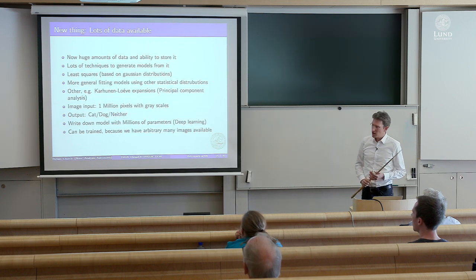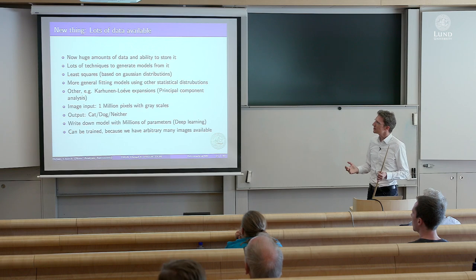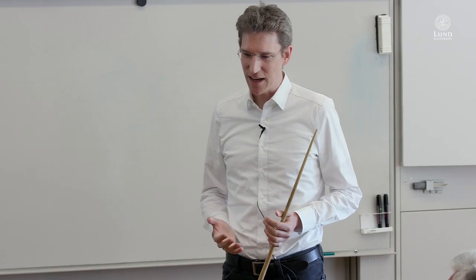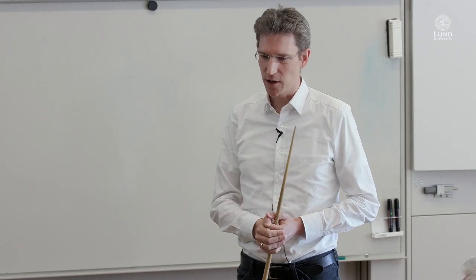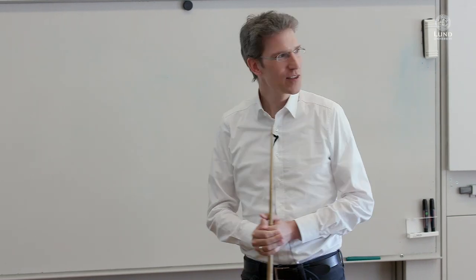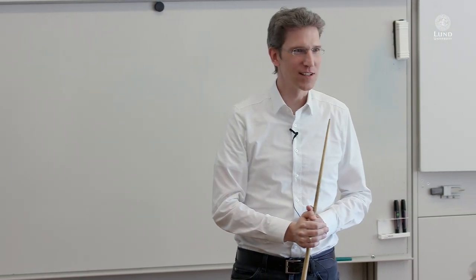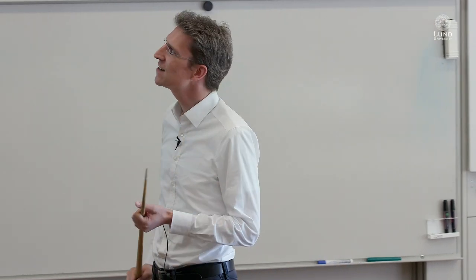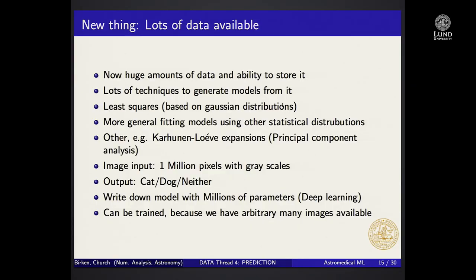Well, so now, what is the new thing? We have huge amounts of data available, and we can store it. And then I think you had this nice list, or who was it, of techniques to generate models from it. So here is my much smaller list. So least squares based on Gaussian distributions or other statistical distributions, such as the Student's t. And then you have principal component analysis.